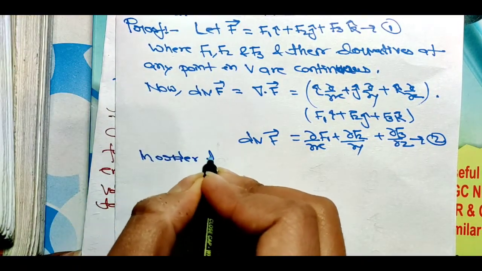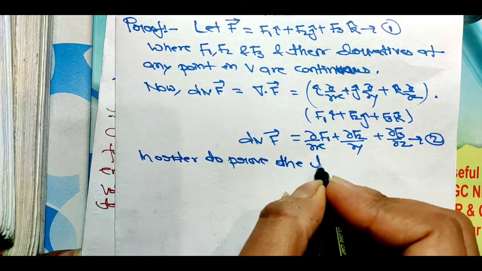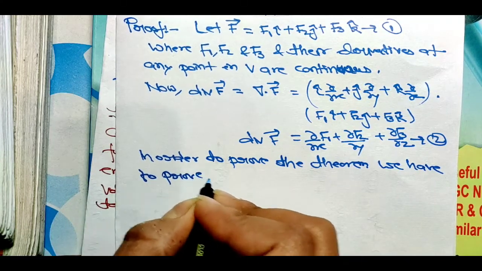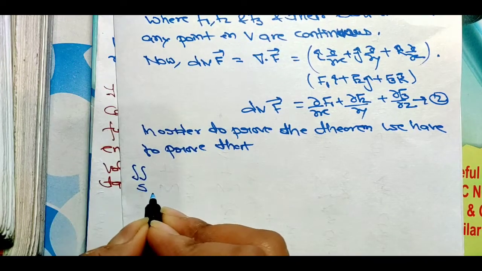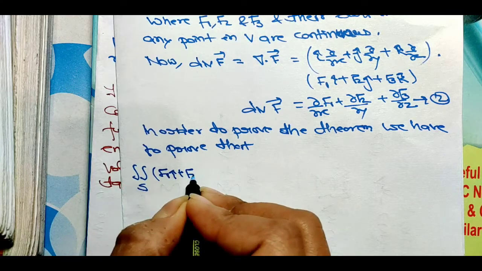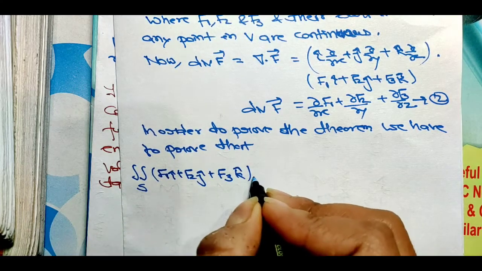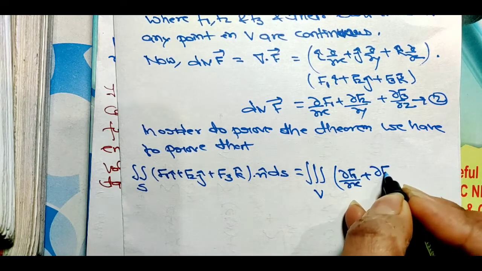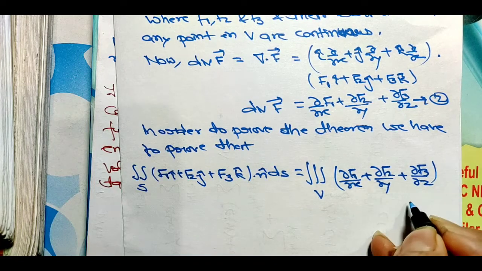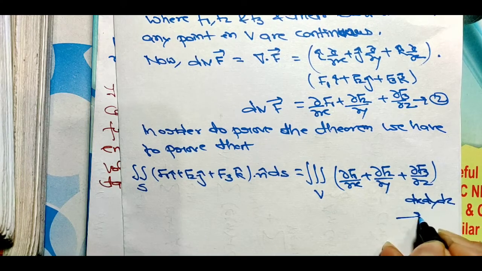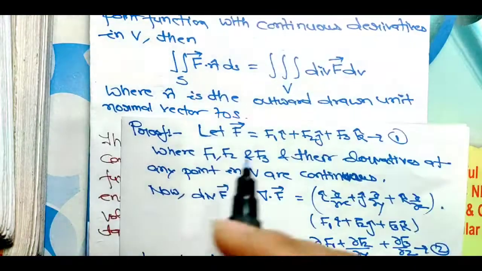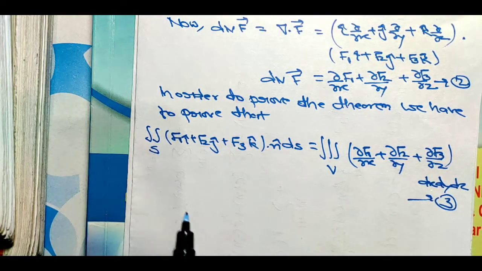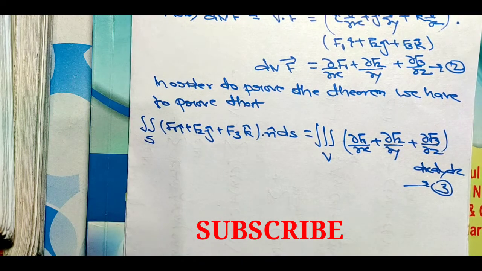In order to prove the theorem, we have to prove that the surface integral of (F1 i cap, F2 j cap, F3 k cap) dot n cap dS is equal to the volume integral of (del F1 upon del x, del F2 upon del y, del F3 upon del z) dx dy dz. Give it equation 3. Finally, we put the value of F vector and divergence of F vector in this proof, so finally we are going to prove this. Instead of that, we just changed the form. That's it. Now let's start with the proof.